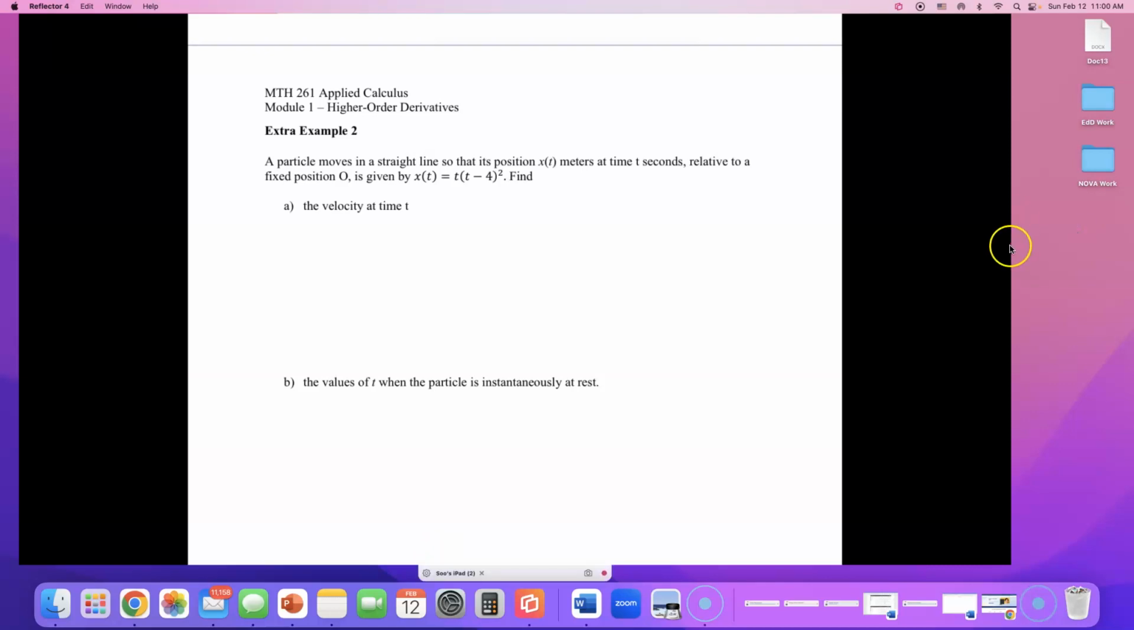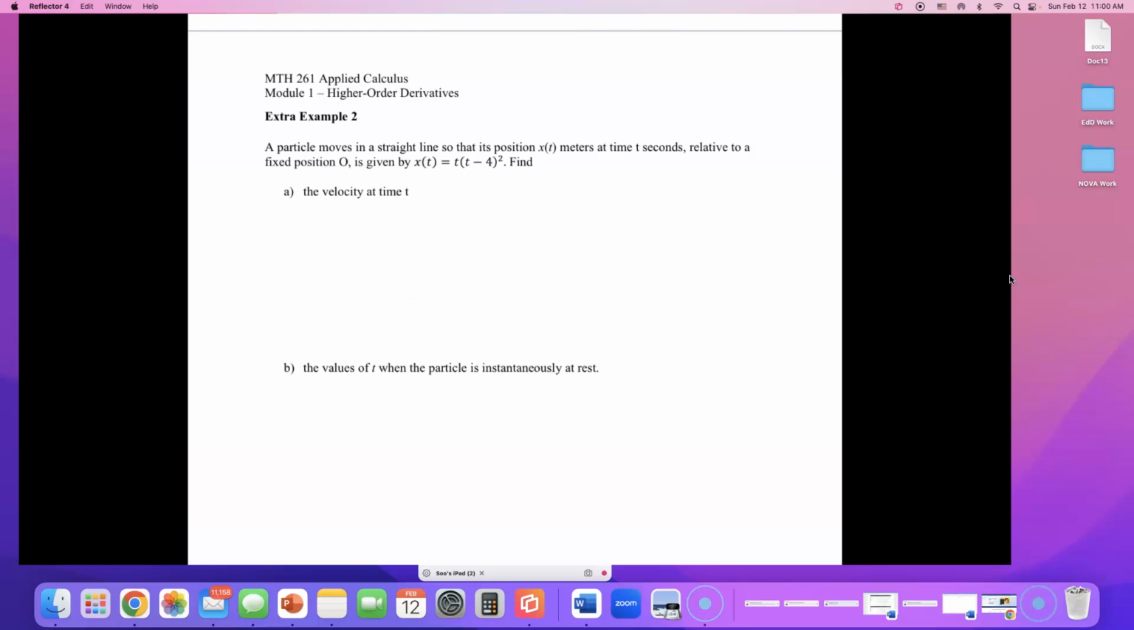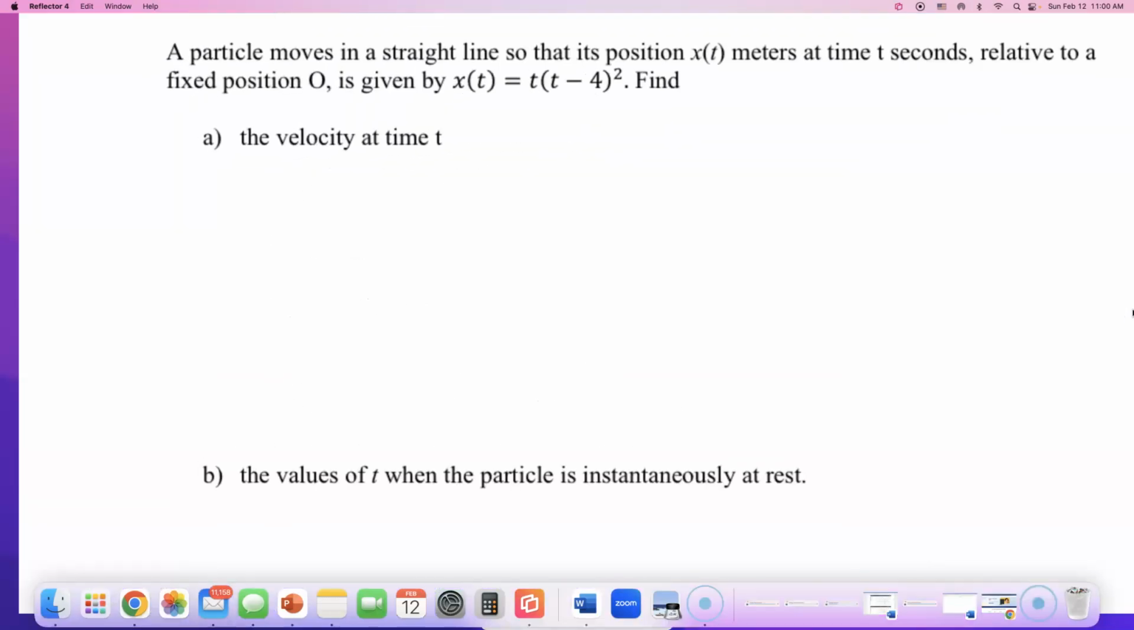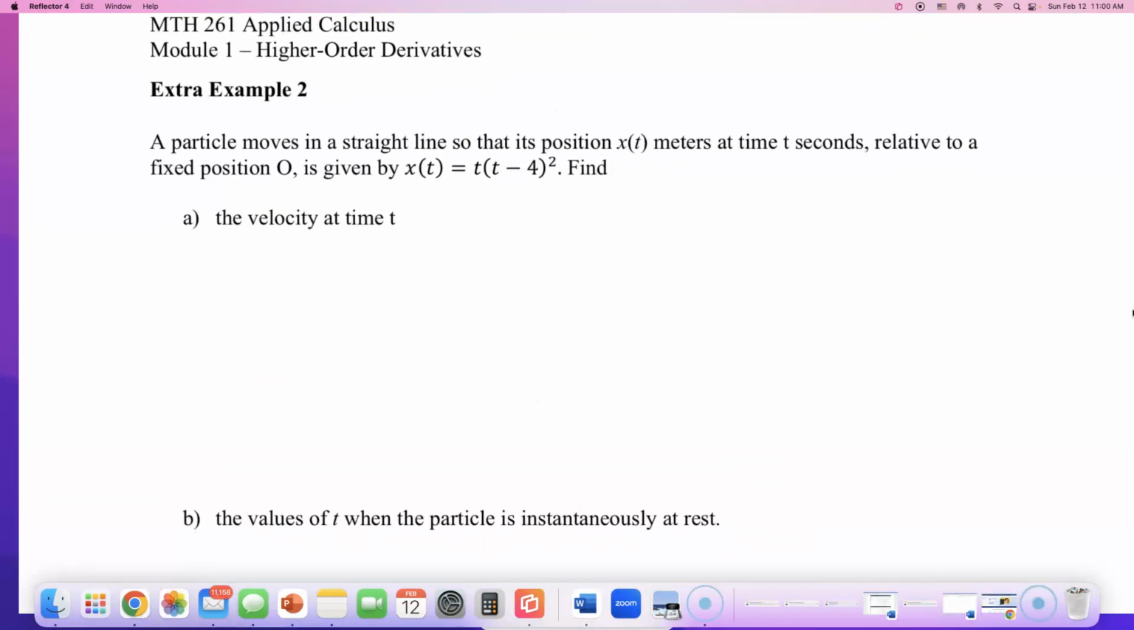Here's a short extra example on higher order derivatives on page 63. In this example, we have this position function x of t, which is given as a product, but I don't want to use the product rule unless I absolutely need to. So I will do some algebra, FOIL it out and distribute it out so that it's in a standard form, okay? So look at my algebra work over here for me.